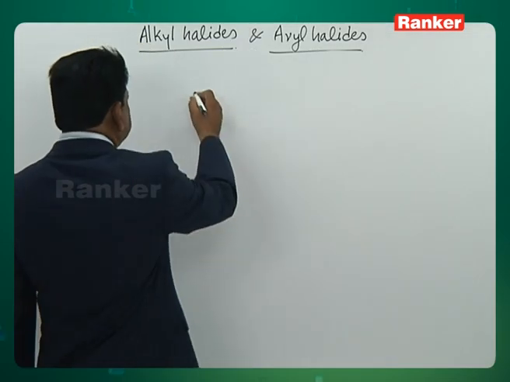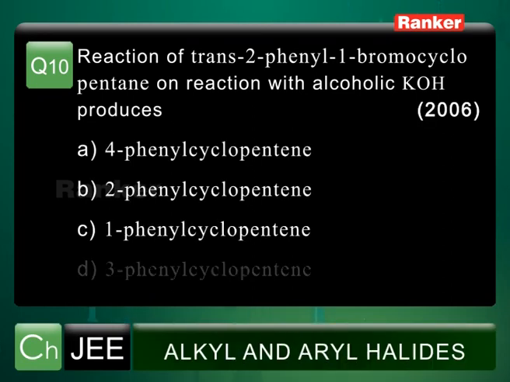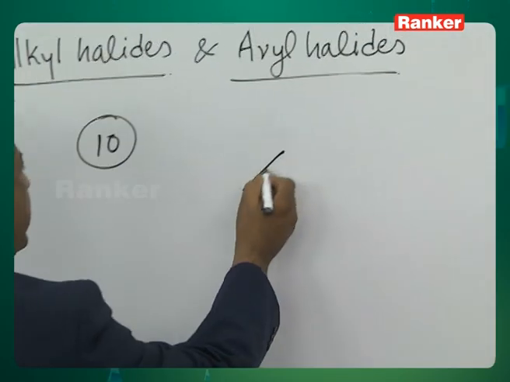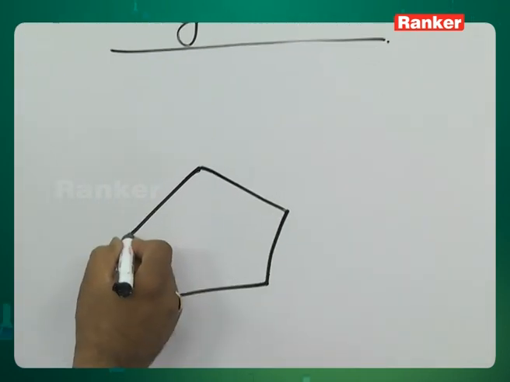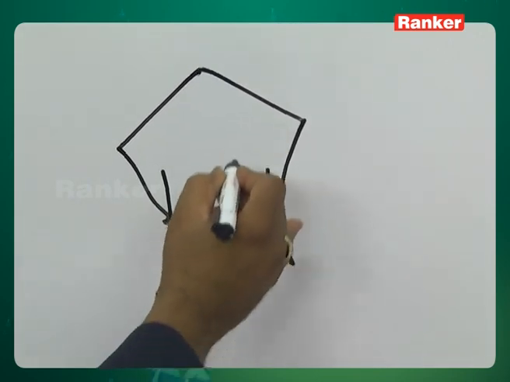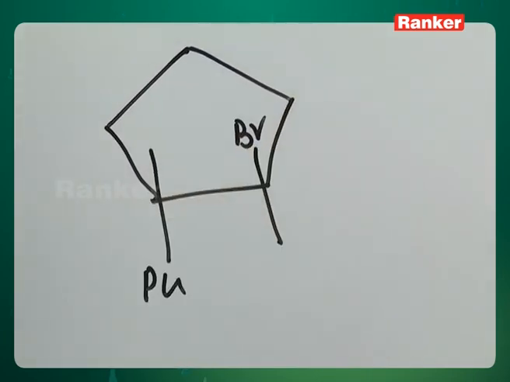Let's go to question number 10. The reaction of trans-2-phenyl-1-bromocyclopentane with alcoholic KOH produces a compound A. The options are 4-phenylcyclopentene, 2-phenylcyclopentene, 1-phenylcyclopentene and 3-phenylcyclopentene. The question here is a cyclopentane containing a phenyl, and the bromine is in the trans form.